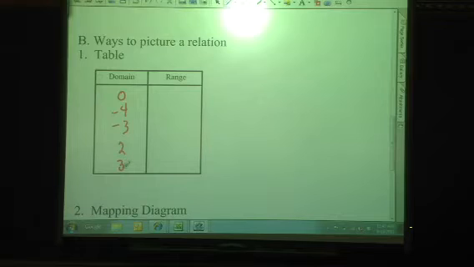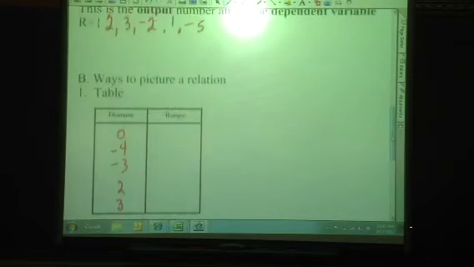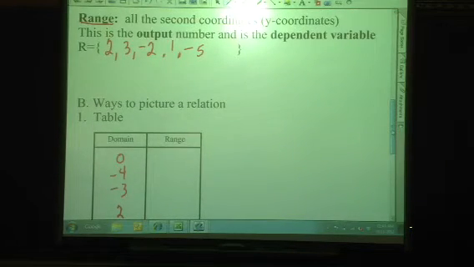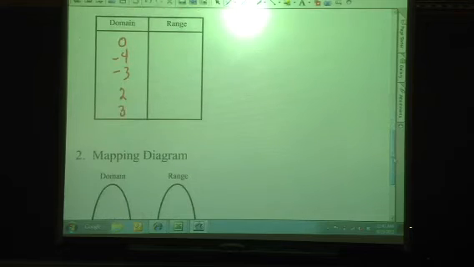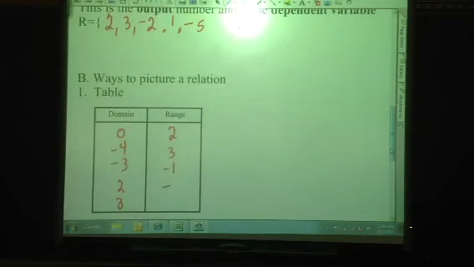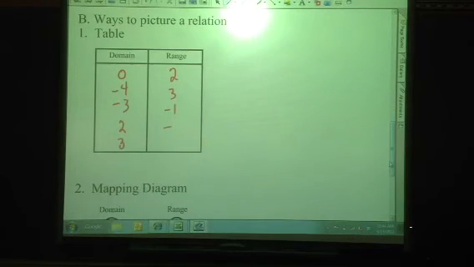And then we can do the same thing with the range. Those would go in the right column. 2, 3, -2, 1, -5. Sorry, let me look at those again. 2, 3, -2, 1, and -5.